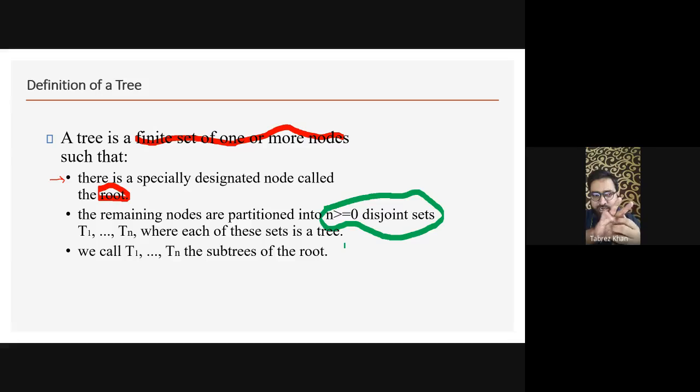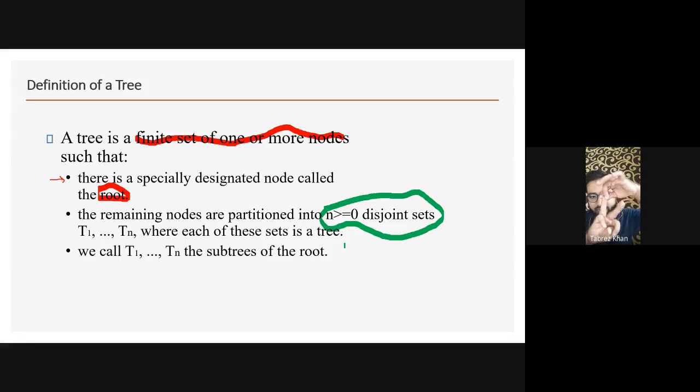This is my one set, this is one set, and these two nodes together one set. So again, the definition of tree is applied over here. So this is a tree. This set of two nodes is a tree. How is it a tree? One of the two nodes is designated as a root, and then the remaining nodes, that is one node, is divided into n greater than or equals to 0 disjoint sets. They are not joined, they are disjoint.